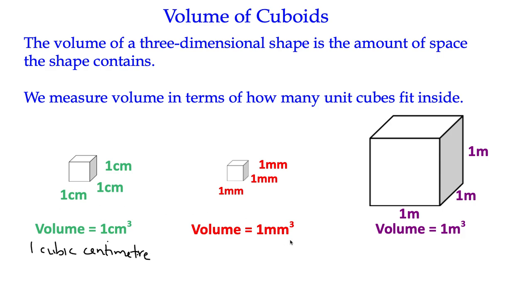We can do the same with millimetres. Here we've got a much smaller cube, which would have a volume of 1 cubic millimetre, and a very much bigger shape that has the dimensions of a metre on each side, and the volume of that would be 1 cubic metre, much bigger. And it depends on the shape and the size of the shape that we're dealing with.